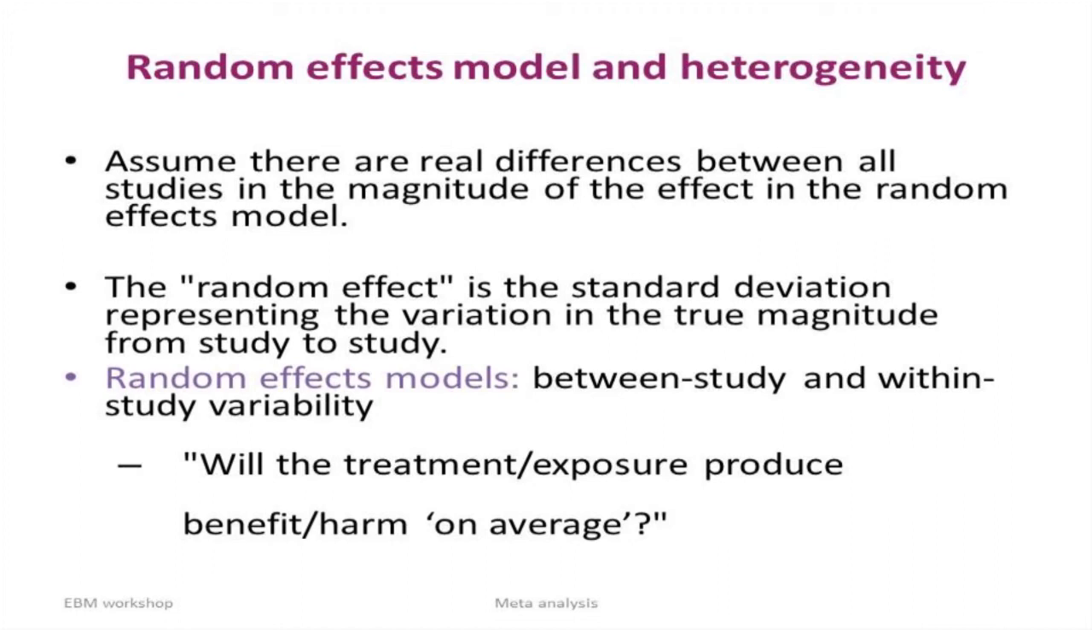What is recommended is that the random effects model is always used in observational studies when you do meta-analysis, because you cannot really assume that there will be a fixed effect. There will always be variability that is quite important between studies. And this is a bit abstract to me, and I'm not at all going into the statistics of this, because that makes it more mathematical and difficult, I think. But the question is, will the treated exposure produce more benefit or harm on average? And that's what you get when you do your summary effect.